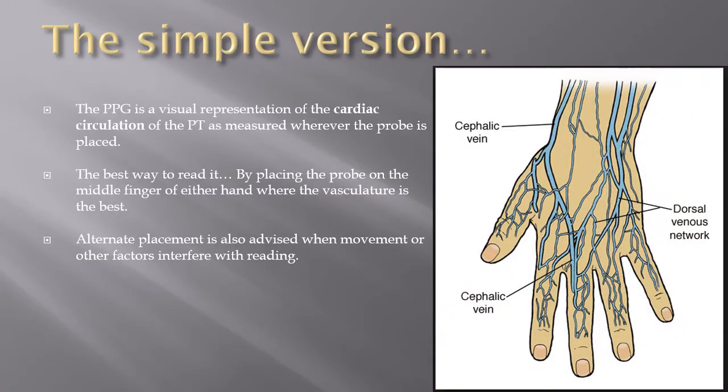The simplest way to put it is that the Pleth is the visualization of the patient's pulse. The best way to read it is by placing the probe on the middle fingers of either hand where the vasculature is best. However, as we all know through years of use of pulse oxes, this may not always be the best or most accurate option.